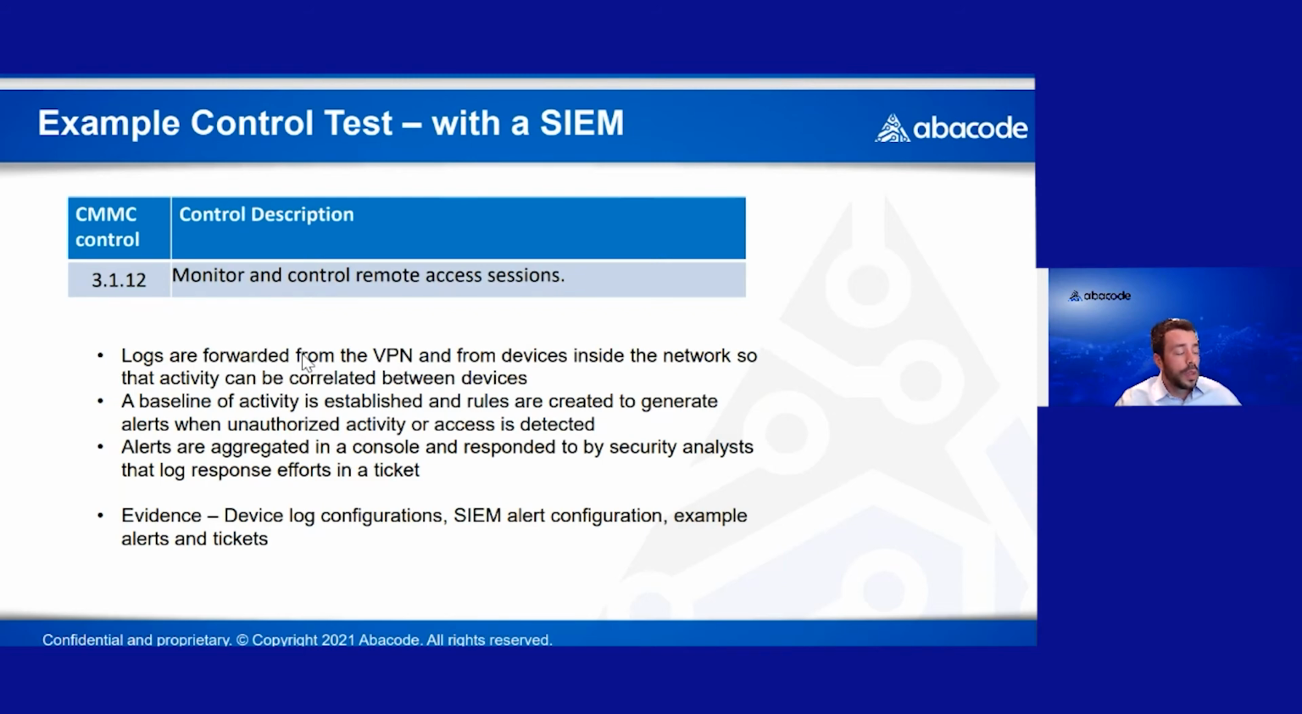So the evidence that the auditor would request is the device log configurations, because again, the devices have to be configured correctly for the SIEM to work. Similarly, the alert configurations, making sure that those alerts are being generated and emailed to the correct people. And then example alerts and tickets to show that throughout the year this process was actually occurring. This is a much more effective way to show an auditor that you are actually doing this, and it is also a much more secure way to monitor activity in your networks and detect an incident.